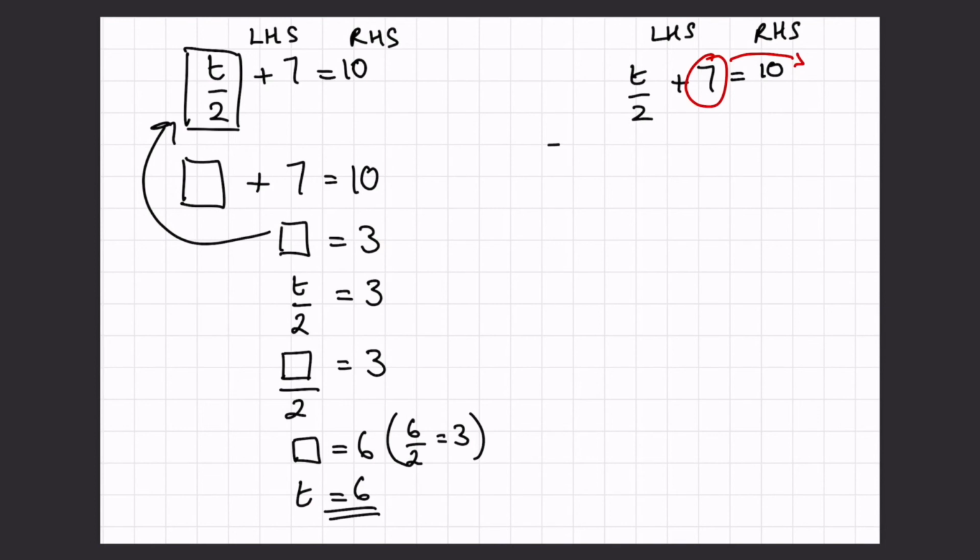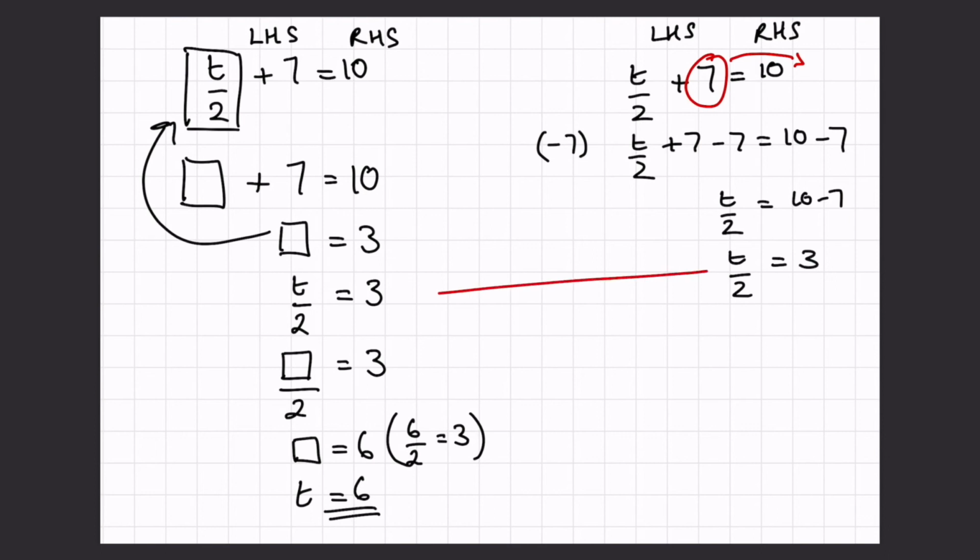So if we subtract 7 from both sides, we have t over 2 add 7 subtract 7 is equal to 10 subtract 7. So we end up with t over 2 is equal to 10 subtract 7. T over 2 is equal to 3. And of course, that's what we've got over here at the moment. So we've now found out what t over 2 is equal to. We now need to find out what t is equal to.